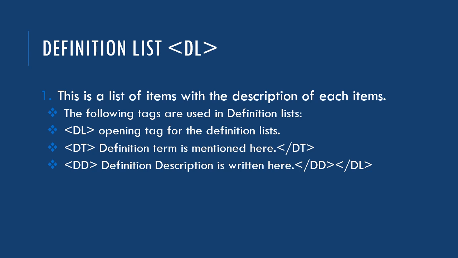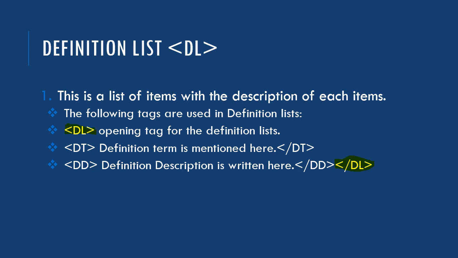Definition list. As the word itself suggests, we are defining something. When we define something, firstly we have a term and then we have a definition of the term. So this is a list of items where the description of each item follows the term. The following tags are used in the definition list. DL is the opening tag, and then there is a corresponding closing DL tag. Here I have shown you the syntax as well.